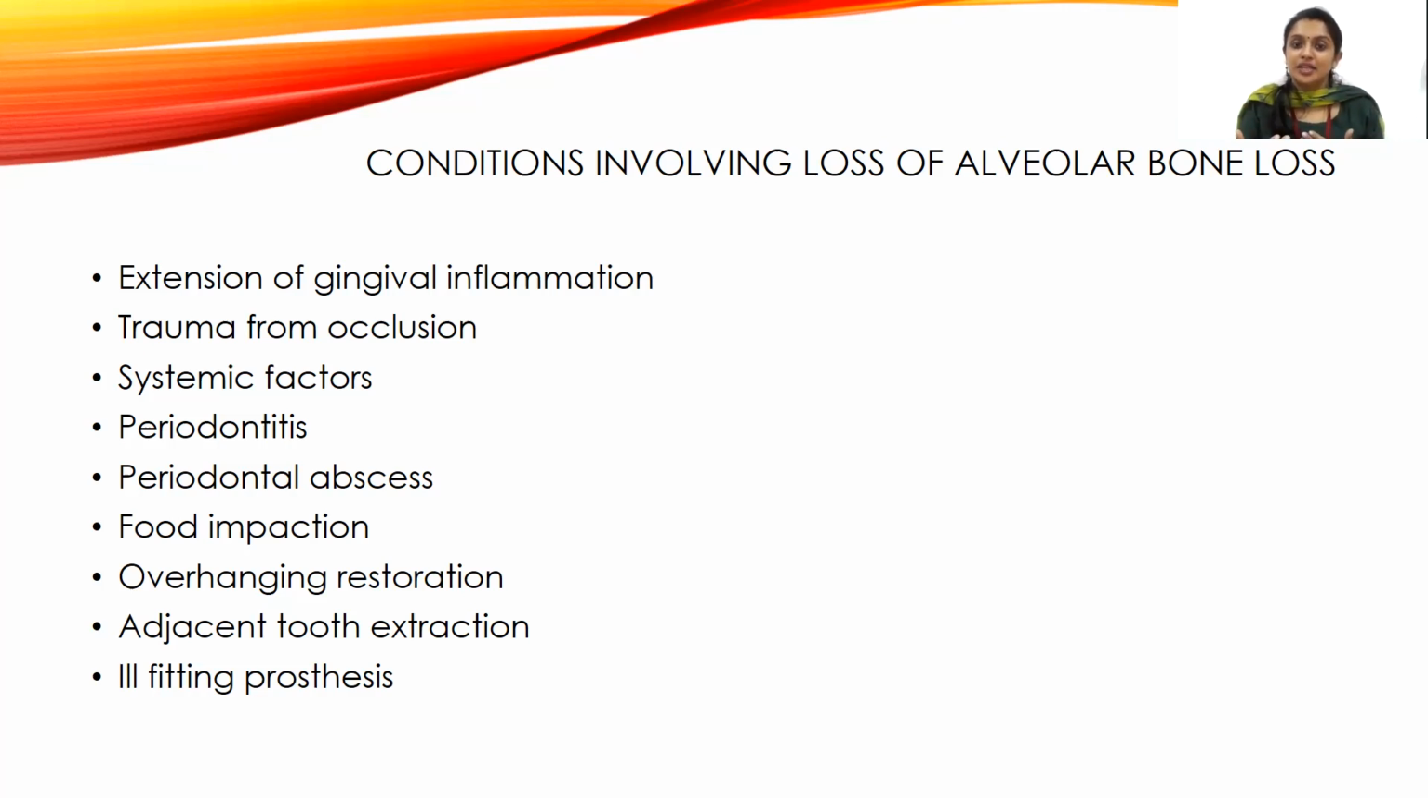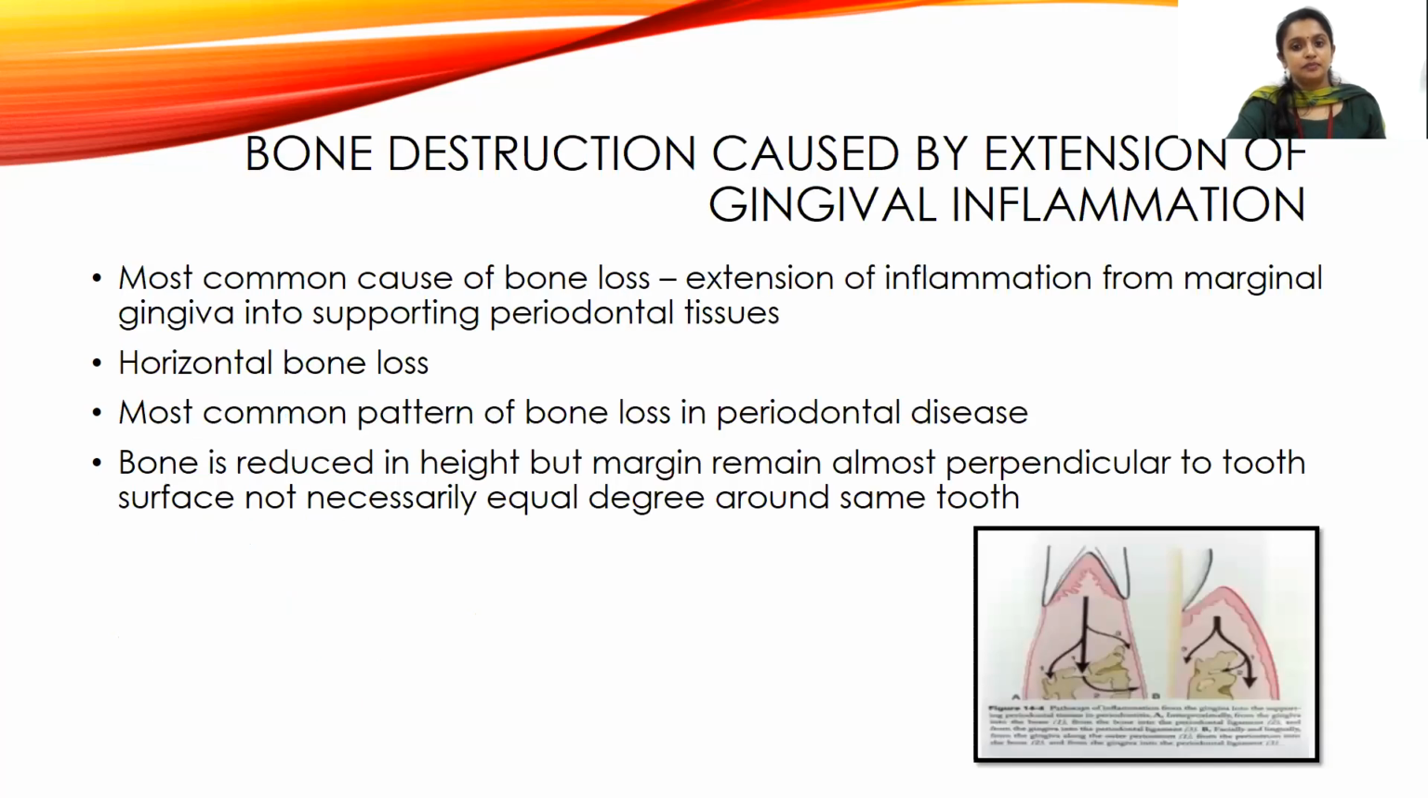Overhanging restoration will result in gingival inflammation, and that will lead to bone loss. As well as adjacent tooth extraction will result in a remodeling of the alveolar bone. If it is an ill-fitting prosthesis, again, that will result in bone loss. The occlusal force distribution itself is hampered, and that will result in bone loss. We'll go into detail with the trauma from occlusion.